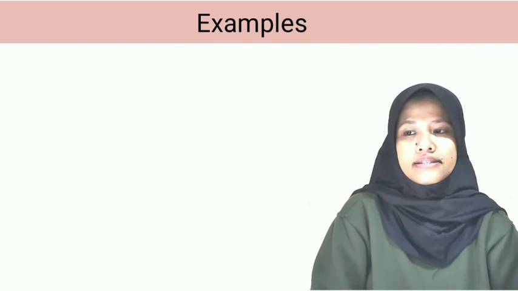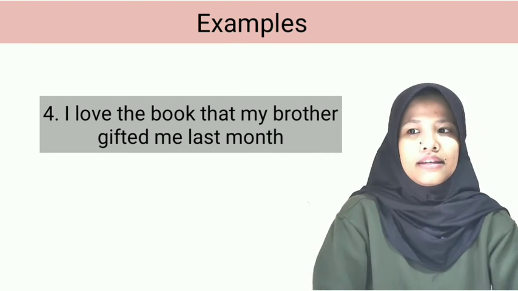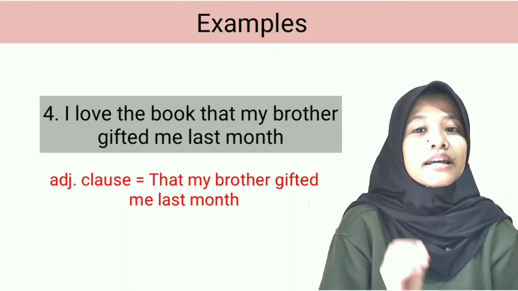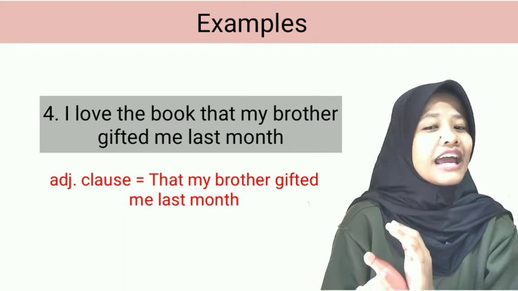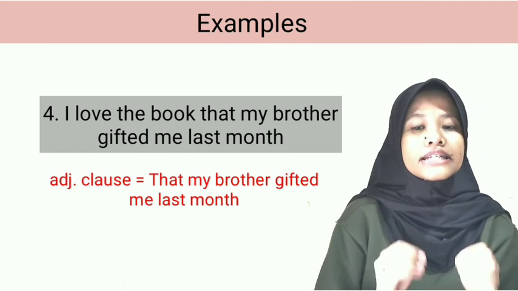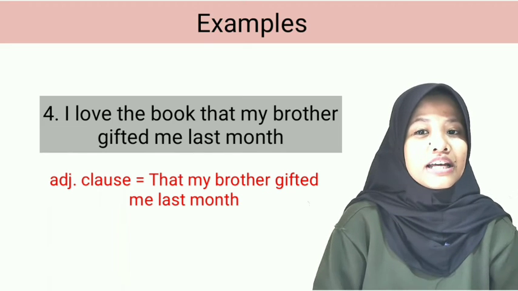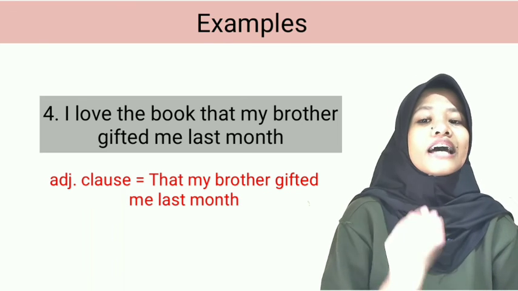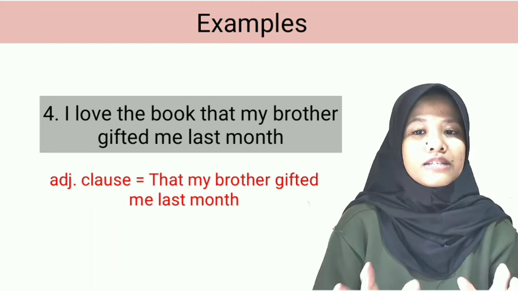Next question is: I love the book that my brother gifted me last month. In the sentence, our adjective clause is that my brother gifted me last month, giving information about the noun book, not any book, the book that my brother gifted me last month. So, this adjective clause that my brother gifted me last month is giving essential, defining information about the noun book. It's helping us to identify the noun. Which book? The book my brother gave to me last month.